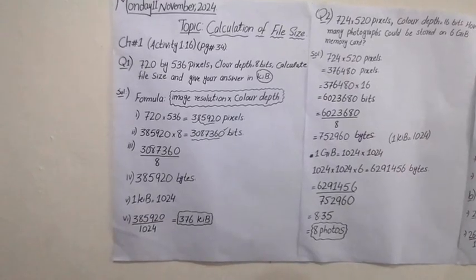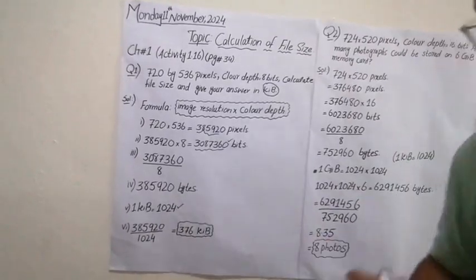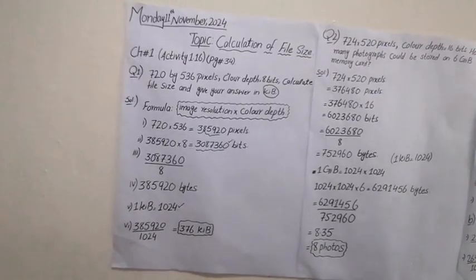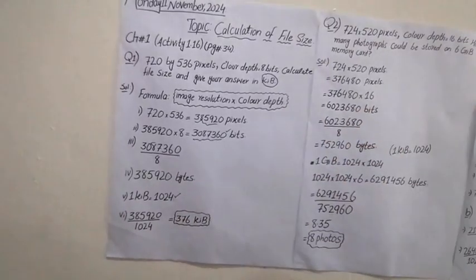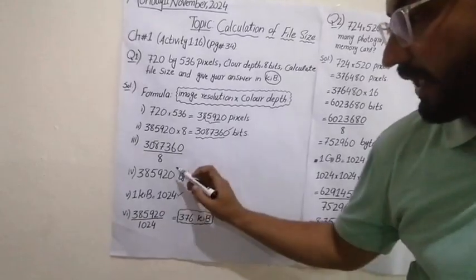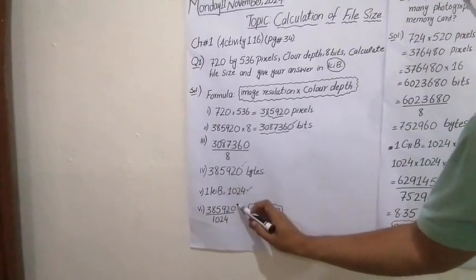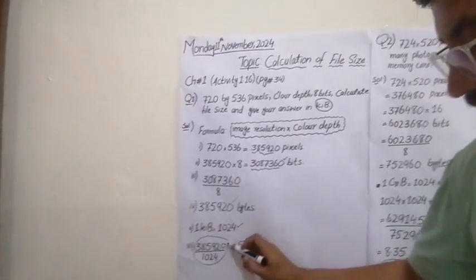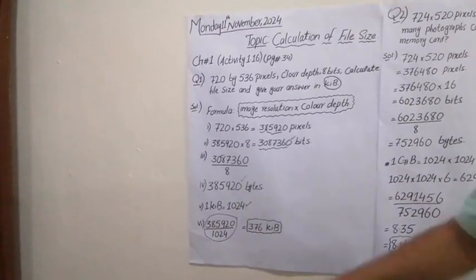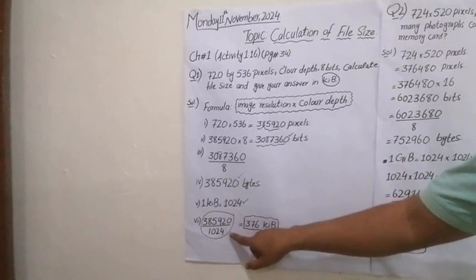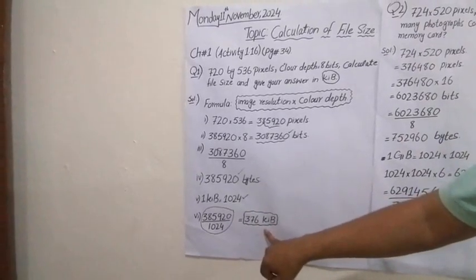As I have already told you, the value of 1 kibibyte is equal to 1024. So how are we going to convert this value of bytes into kibibyte? For that we have to divide this value of bytes by the value of 1 kibibyte. As you can see here in this step, we have divided this value of bytes by the value of 1 kibibyte. By doing this, we will get the answer in kibibyte, right?